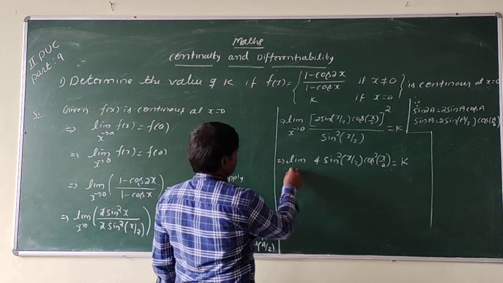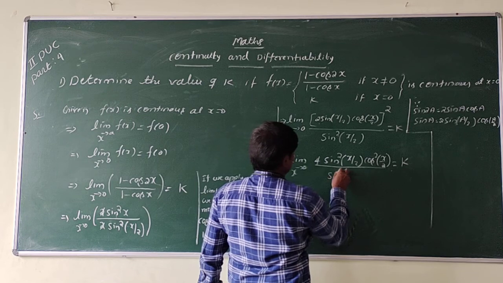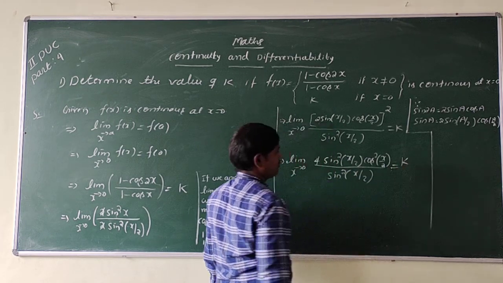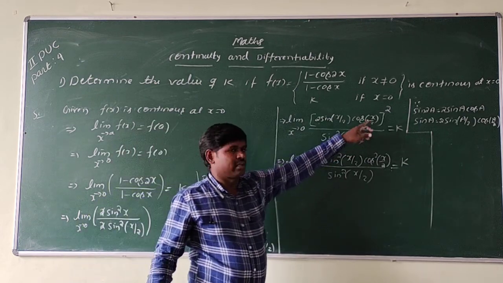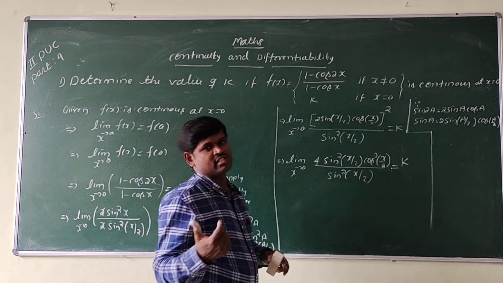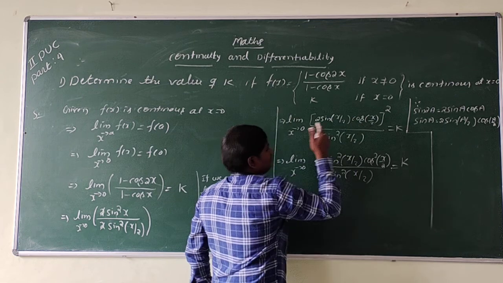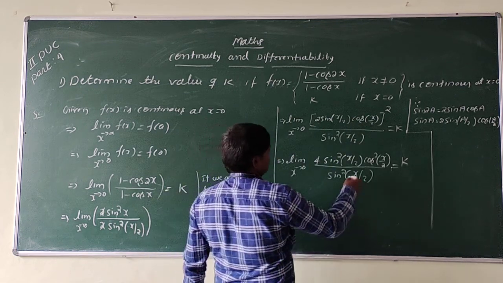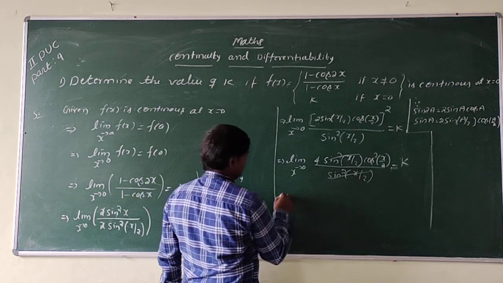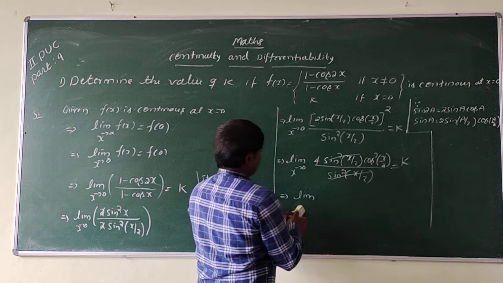Okay, so as x tends to 0, in the denominator we have sin square x by 2, and k is there. Is it clear? I am taking the square by the law of indices: (ab) whole square is equal to a square b square. Therefore 2 square sin square x by 2 cos square x by 2. Now sin square x by 2 and sin square x by 2 get cancelled. So we are left with the limit where 4 is cancelled, so take it outside.